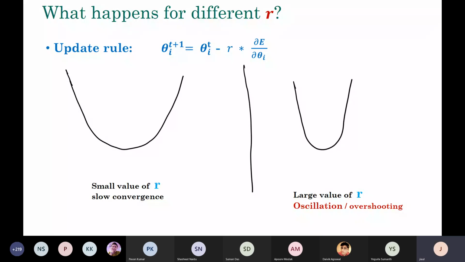So here is the situation. The update rule is this. For a small value of alpha, what happens? That is very slow convergence. Let me try to use the pen again, creating some trouble, but anyway, I will try.